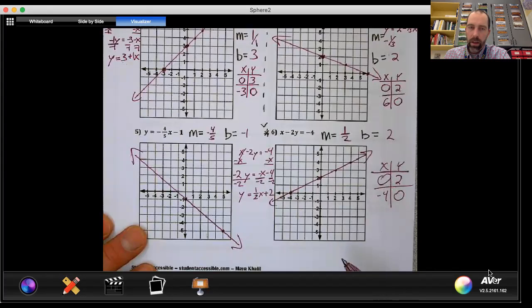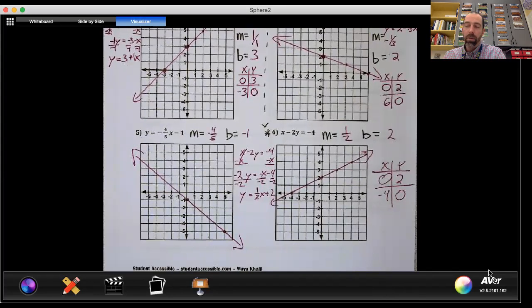Well, that concludes our short lesson and review on graphing equations or graphing lines from equations.